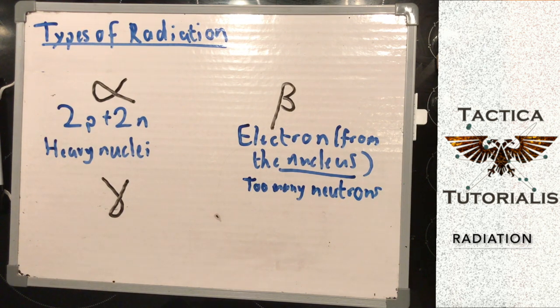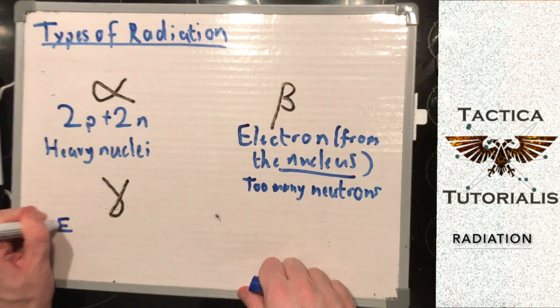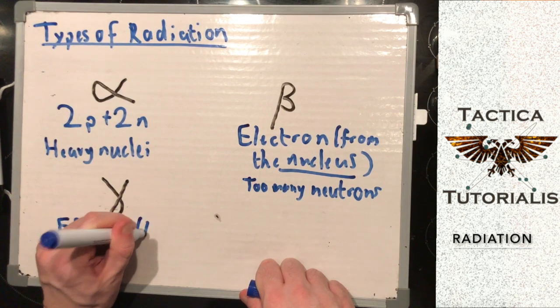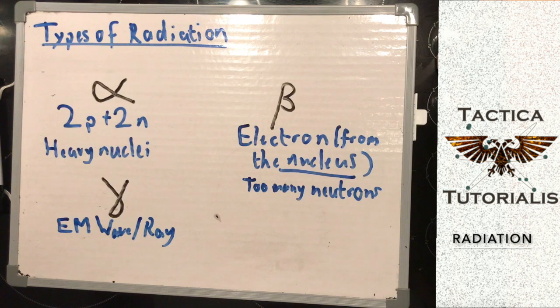Now, gamma radiation is actually not a particle at all, not in the sense like alpha, but it is actually an electromagnetic wave. Now, you may or may not have met the electromagnetic spectrum yet. I think certainly it's a GCSE topic, and it's certainly taught in some places at Key Stage 3. So you might have heard of the electromagnetic spectrum, and the gamma is the highest frequency and highest energy portion. It's up at the right-hand side of the electromagnetic spectrum quite often. It's got a lot of energy.